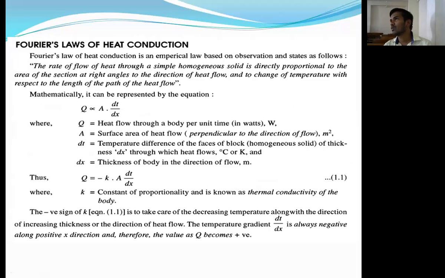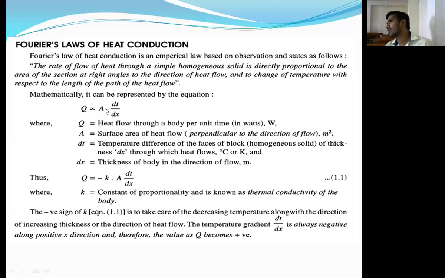So in yesterday's lecture, we discussed Fourier's law of heat conduction. Can anyone tell me what is meant by Fourier's law of heat conduction? Anyone? Q is directly proportional to what? Area, which is normal to the direction of heat flow, and the change in temperature with respect to distance.